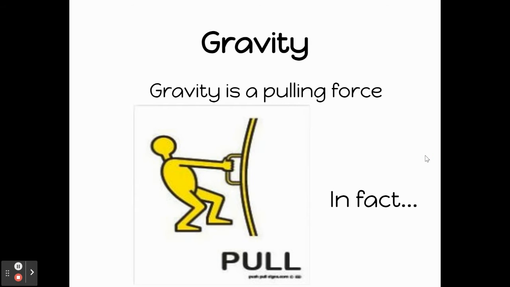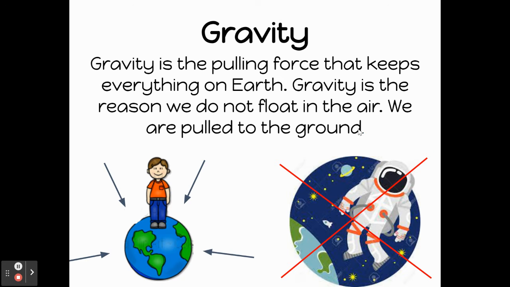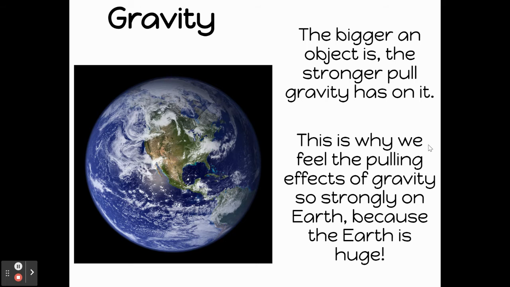Gravity is a pulling force. In fact, gravity is the pulling force that keeps everything on Earth. It's the reason why you're standing or sitting where you are on the Earth today. Gravity is the reason we do not float in the air. We're pulled to the ground. The bigger an object is, the stronger pull gravity has on it. This is why we feel the pulling effects of gravity so strongly on Earth, because the Earth is so huge.